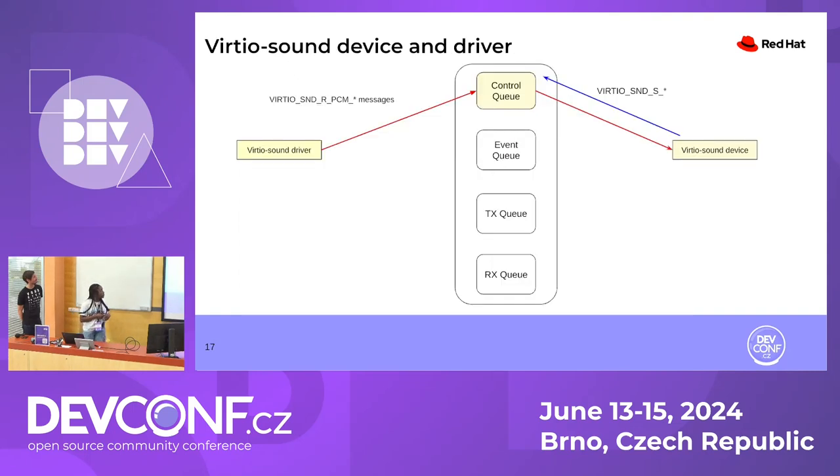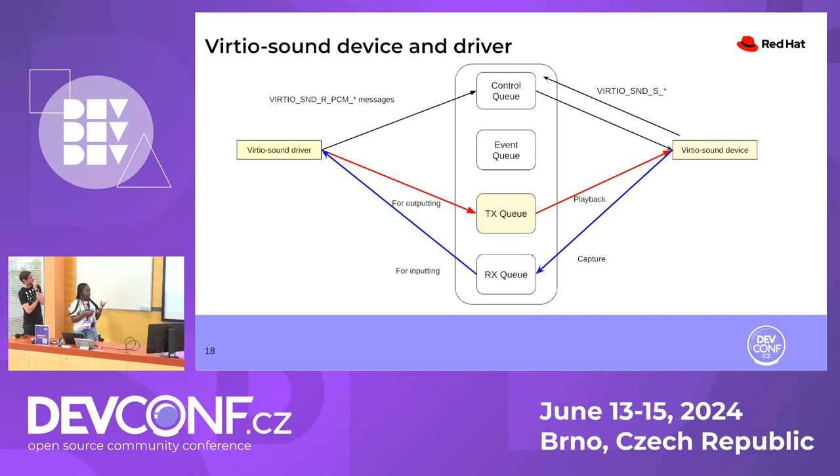And now let's see how the requests are processed in the device. For the virtqueues, the first one, the control queue, is used for sending control messages from the driver to the device. These control virtqueues are translated into vhost-user requests and forwarded to the backend, which is the device, for processing. We also have the event queue, although we didn't use it in our implementation because it wasn't necessary.